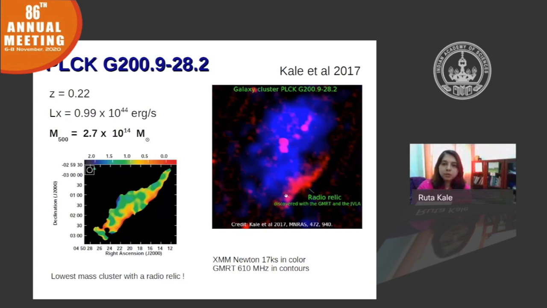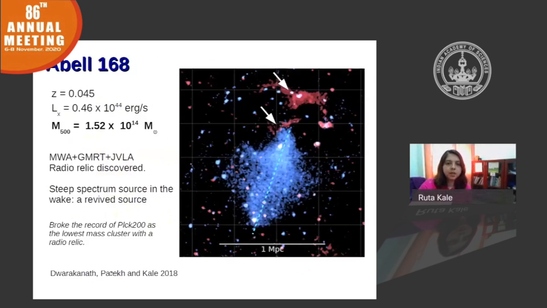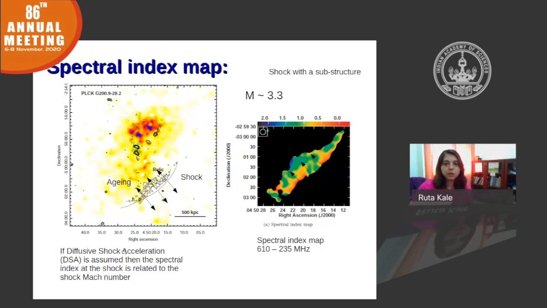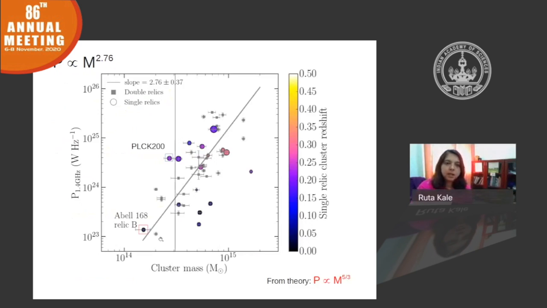So this emission in red, shown in the right side panel, is the radio relic that we discovered, and we could make detailed spectral maps which led to the characterization of the shock in this cluster. At the time when it was discovered, this was the lowest mass cluster having such a relic. In fact, we broke our own record in a year when we discovered another one in a very low mass cluster. So this is a scaling between the radio power of the relics versus cluster mass, and these two relics are the ones which we discovered.